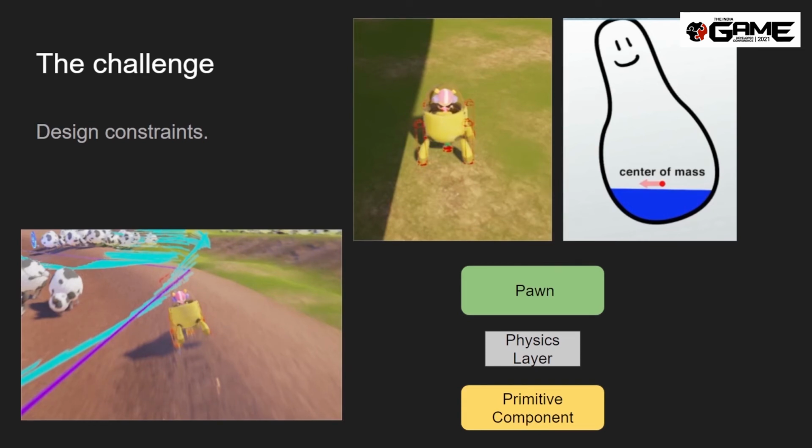Let's take a look at some of the clips which were recorded during the early prototypes of Bot Rods.